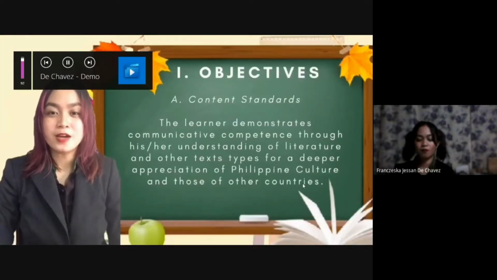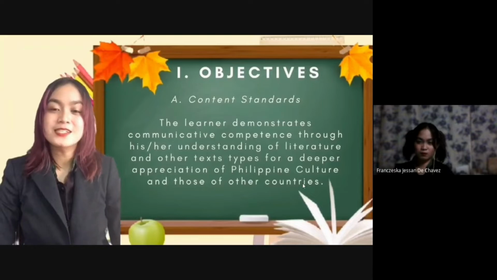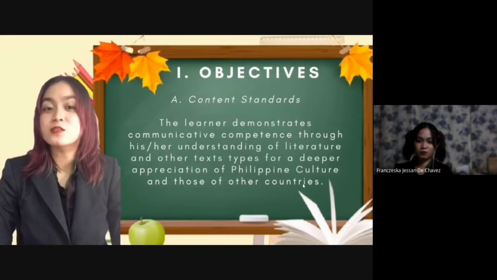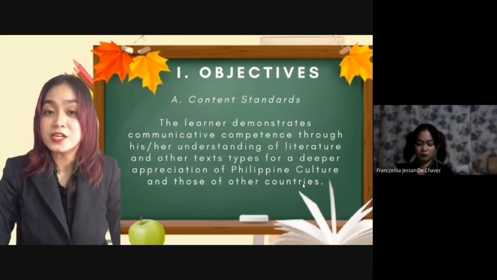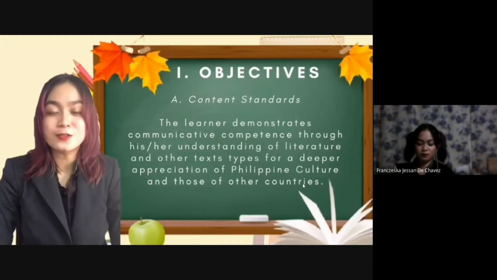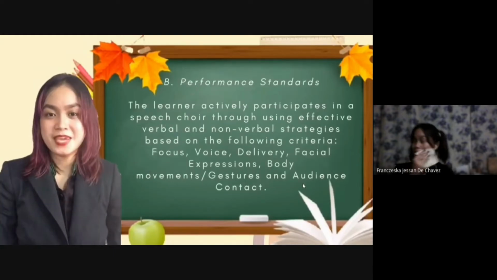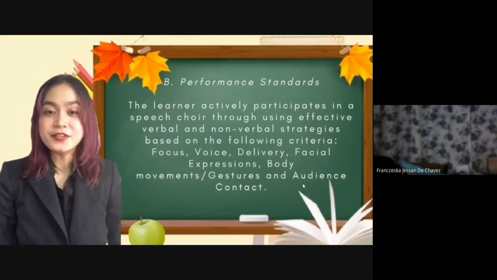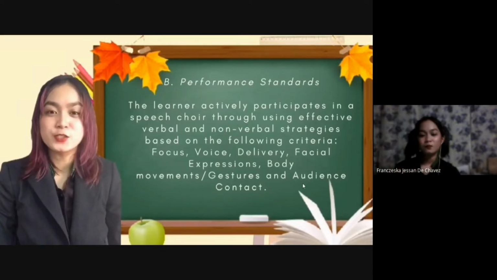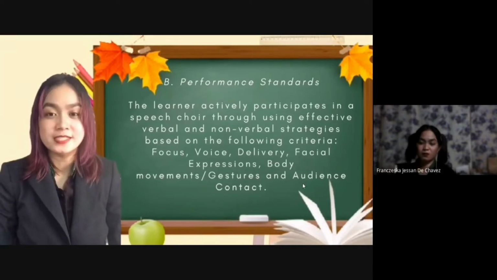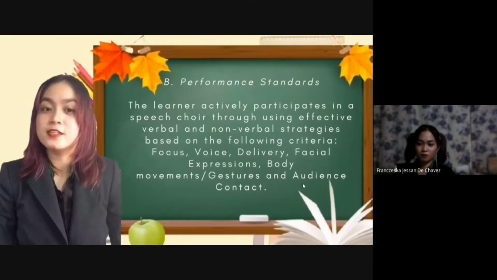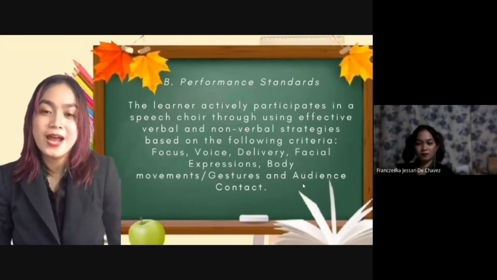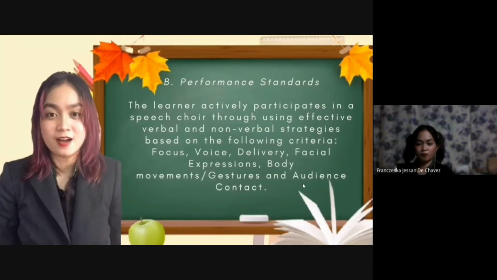The first part is the objectives. Letter A, content standards. The learner demonstrates communicative competence through his or her understanding of literature and other text types for a deeper appreciation of Philippine culture and those of other countries. B, performance standards. The learner actively participates in a speech part through using effective verbal and nonverbal strategies based on the following criteria: focus, voice, delivery, facial expressions, body movements or gestures, and audience contact.